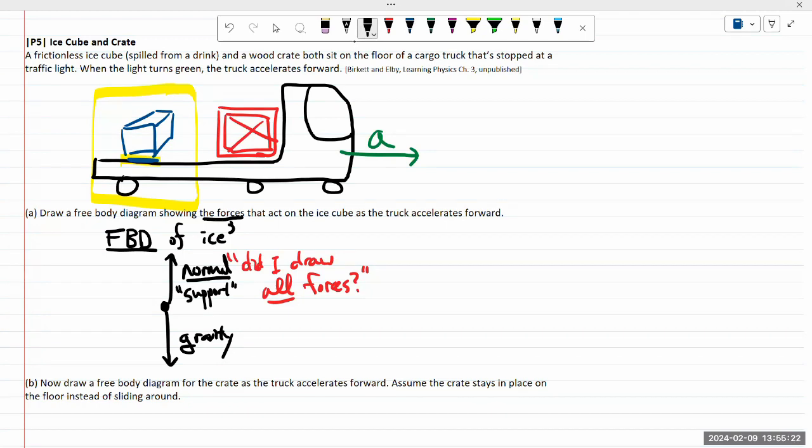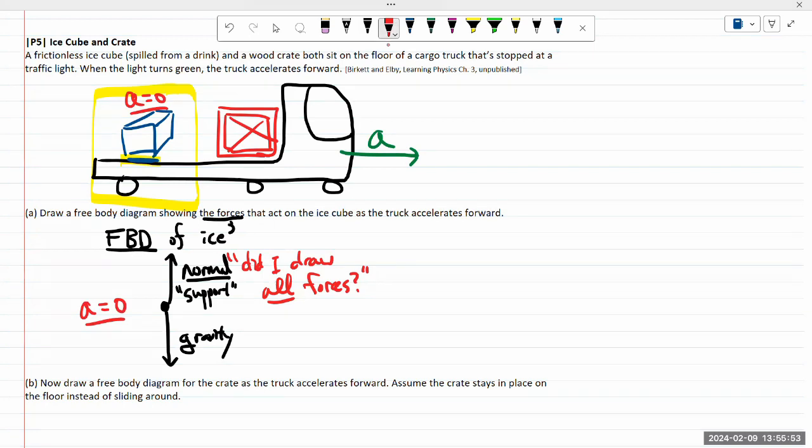So I've drawn two forces. I still ask myself the question, did I draw all forces? One would be to say, okay, I drew upward and downward forces. It looks like I could have zero acceleration. And going back to this picture, I'm going to say I have zero acceleration. It depends on your sense of intuition, whether you feel comfortable with that or uncomfortable with that.